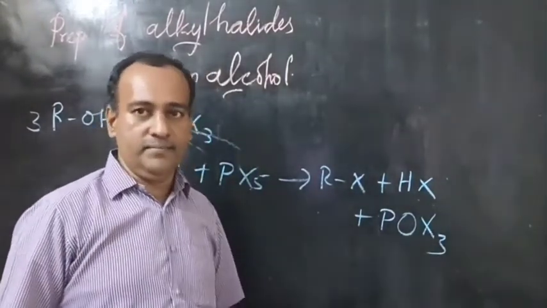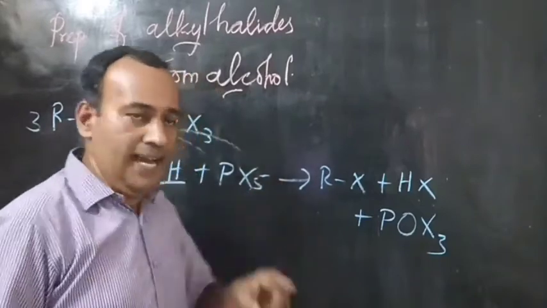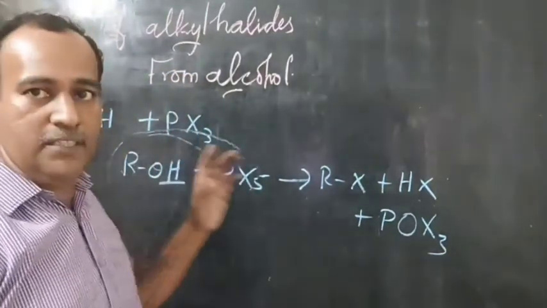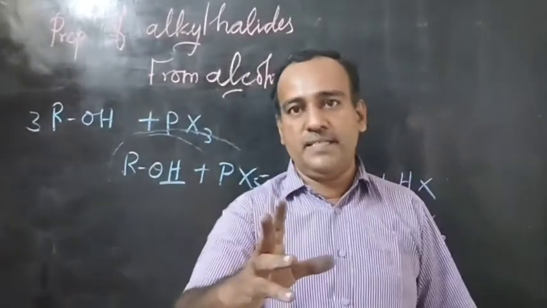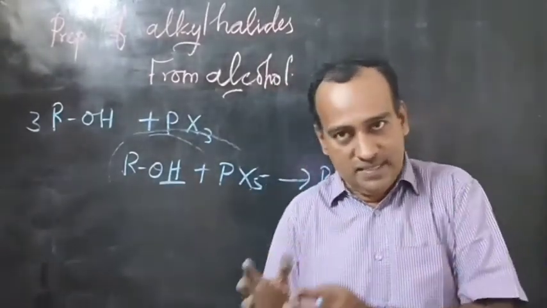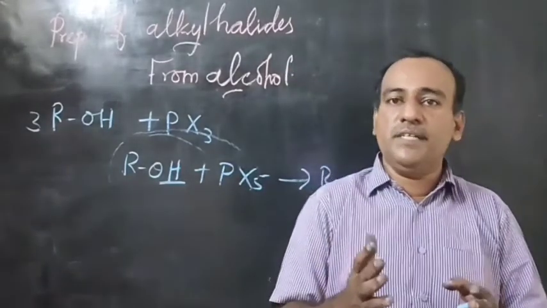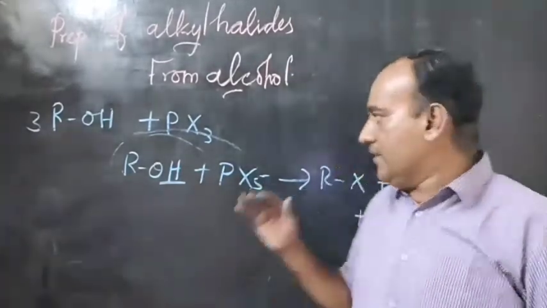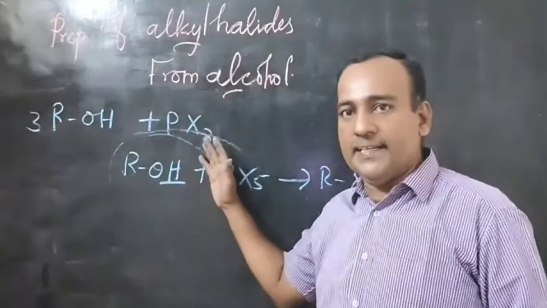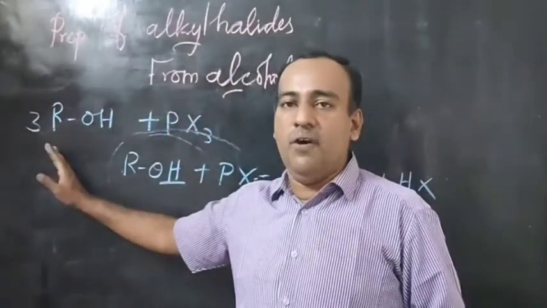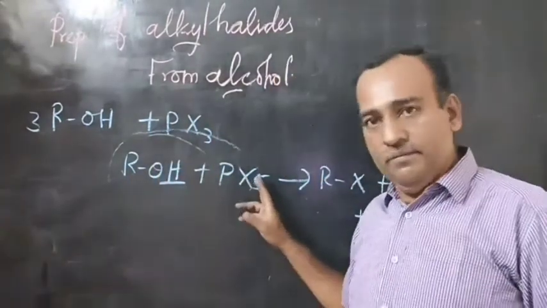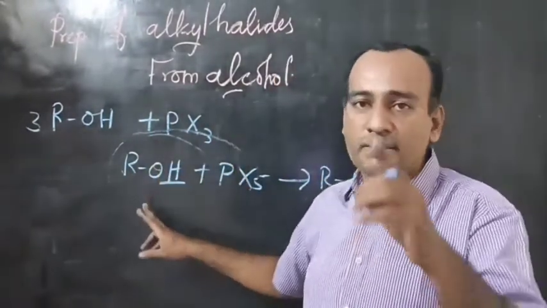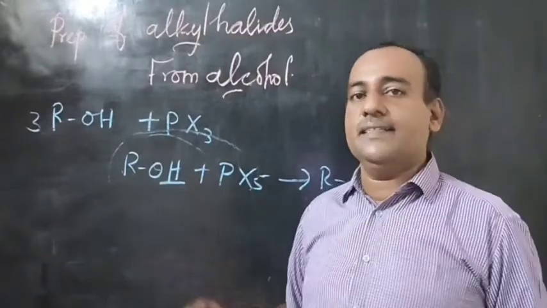Phosphorus oxyhalide. Now we studied the reaction of alcohol with phosphorus halide. Phosphorus halide means 2 types: one is phosphorus trihalide, another is phosphorus pentahalide. When treated with the trihalide, 3 molecules of alcohol react. When reacted with pentahalide, only one molecule of alcohol reacts.